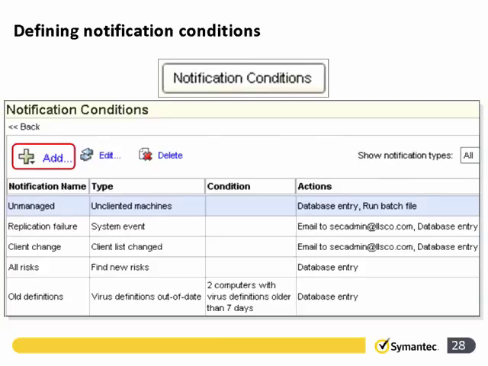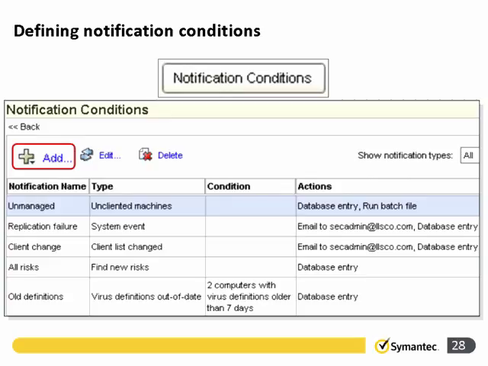So here we're looking at the current notification conditions that have been set up. We can see we've got a notification to warn us about unmanaged or unclientted machines, and we're adding the entry into the database, and we're running a particular batch file, probably to install the client. We can see on the other actions that are available, we could email to an email address, or just add the entry in the database.